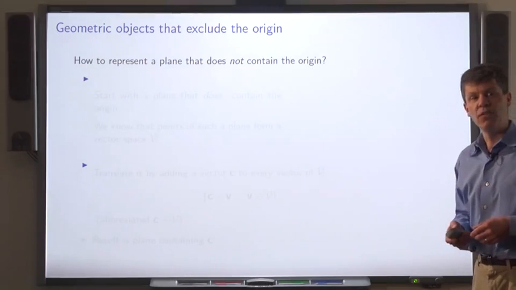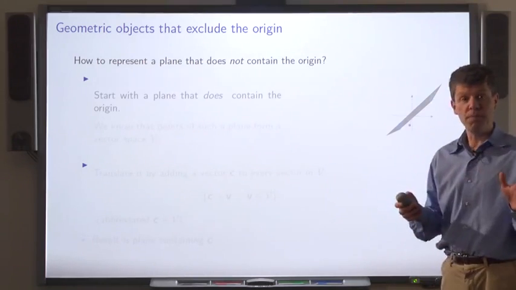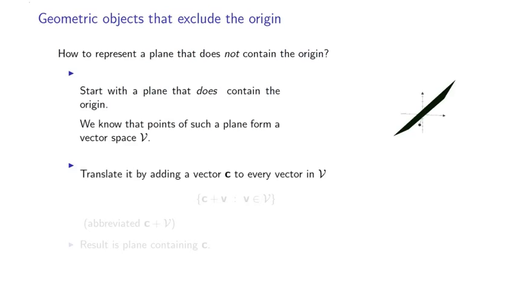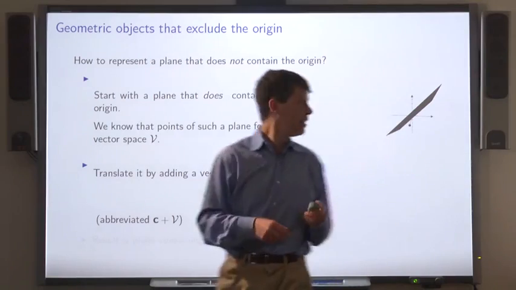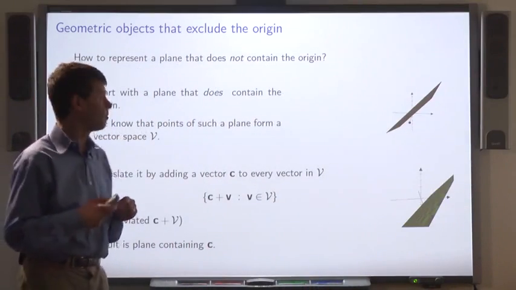Let's try the same thing for a plane. How do we represent a plane that does not contain the origin? We start with a plane that does contain the origin. We know that the points of such a plane form a vector space, big V. We're going to translate this by adding a vector c to every vector in big V. Looks like this, and we abbreviate it c plus big V. And what we get is a plane that goes through c and not through the origin.